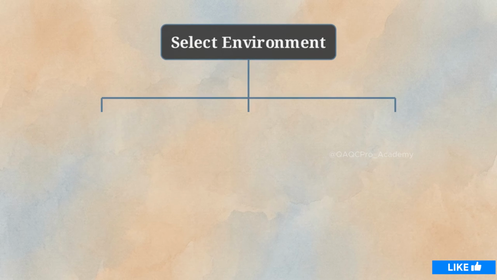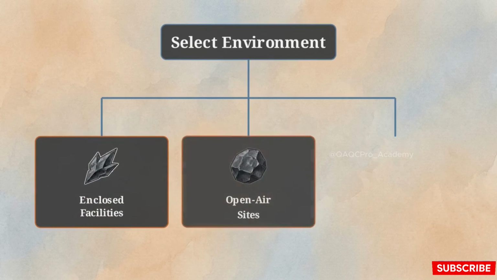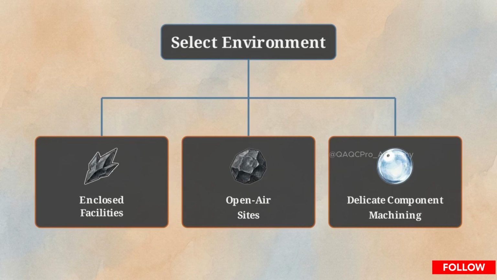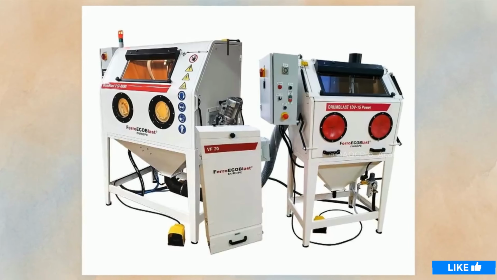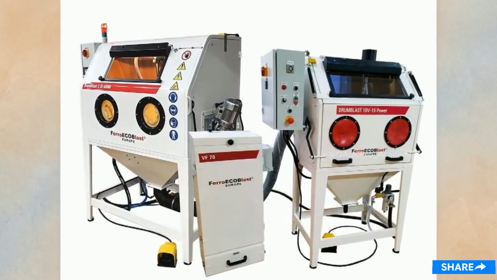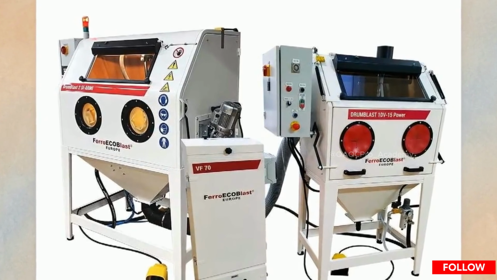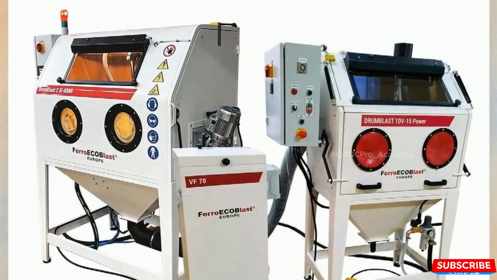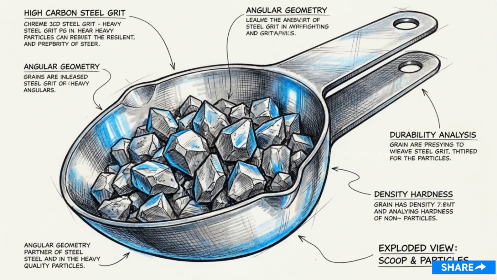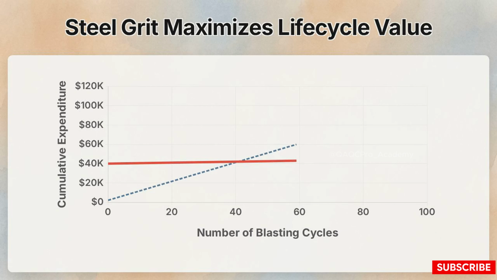Let's look at 3 environments: the blast room, the field, and the precision fabricator. If you are a high-volume industrial operator working inside enclosed, controlled blast rooms, recovery is your main advantage. Steel grit is the ultimate choice for your return on investment here. While the upfront capital for recovery equipment is high, steel grit is nearly infinitely recyclable, giving it the lowest lifecycle cost in the industry.